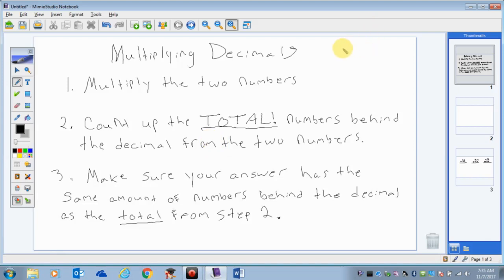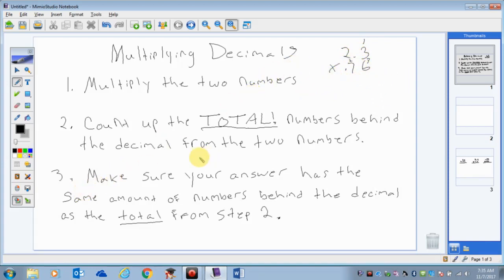So if I have 2.3 and 0.76, then I have, in total, 1, 2 behind this one, and then a third one here. So 1, 2, 3 places behind the decimal total in this problem. So my answer will have 3 places behind the decimal.